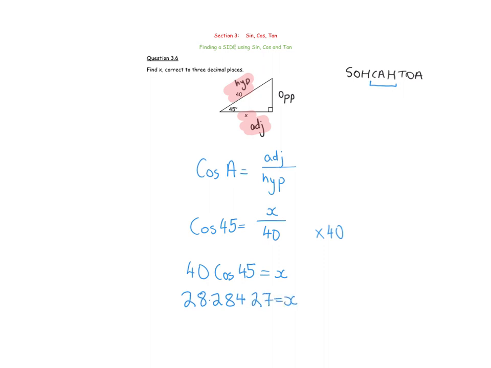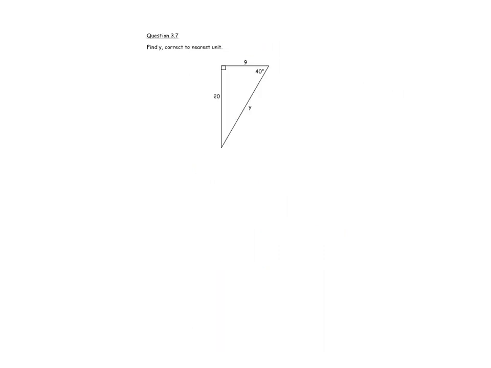Then this asks us to correct to 3 decimal places, so we need 3 numbers after the decimal place, so this is going to stay at 28.284, and that's equal to x. So that's this question done.